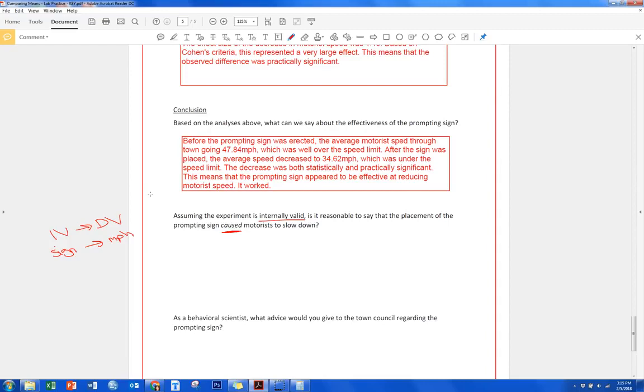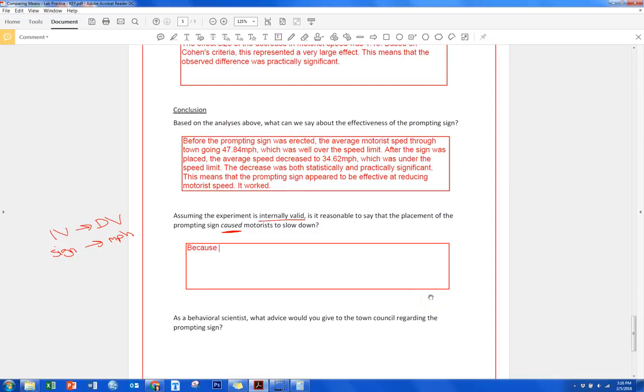If we had done something like, we found some towns that used the prompting sign and measured there, we found some towns who didn't have a prompting sign, we measured there and then compared those, that would be a correlational study. But we wouldn't be able to use the causal language. But since we manipulated this variable, or the town did, right? Since we manipulated the independent variable, and theoretically the only difference in speed is what we caused, then yes, we can say that the sign caused motorists to slow down.